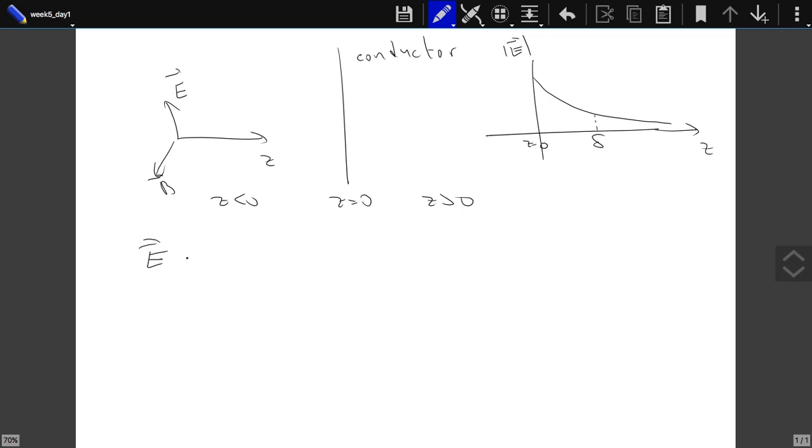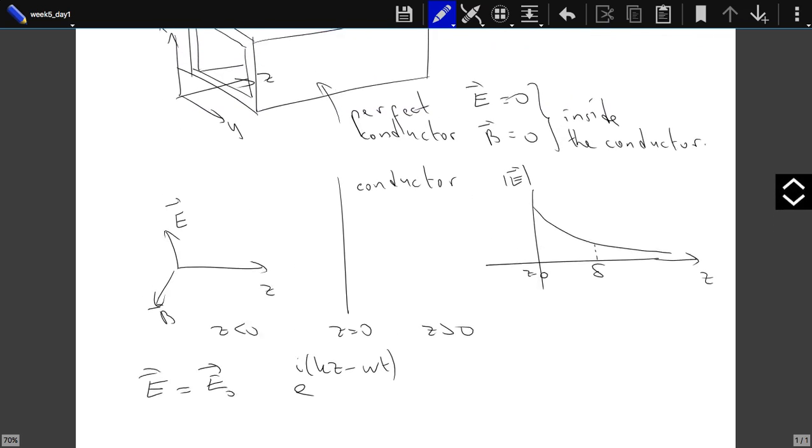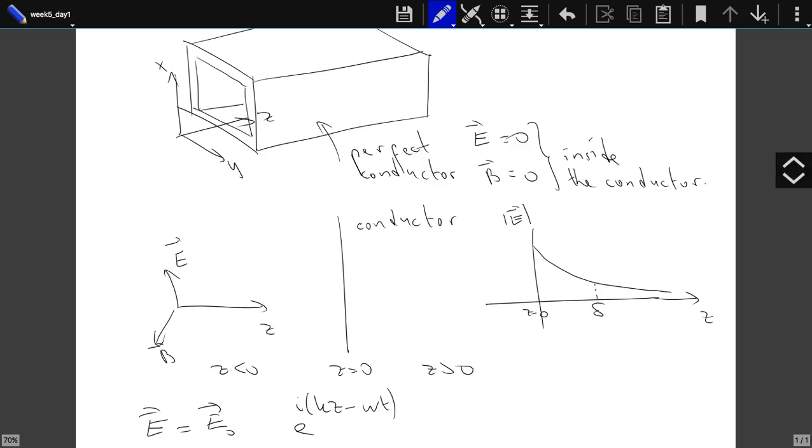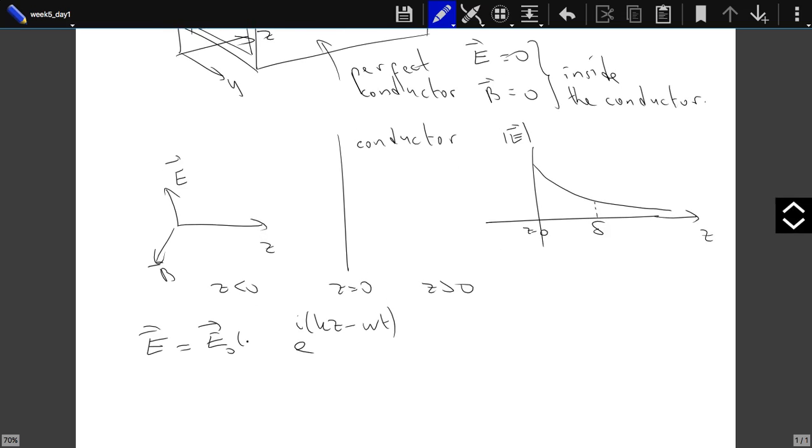So let's look at the electric field. It will be some E0. We want to find solutions which are moving in the Z direction. They are not moving in the X or the Y direction, only in the Z direction. Nevertheless, it can have some X and Y dependence. So here we have the X and Y. And similarly, if you look at the B field, it will also have a similar expression.